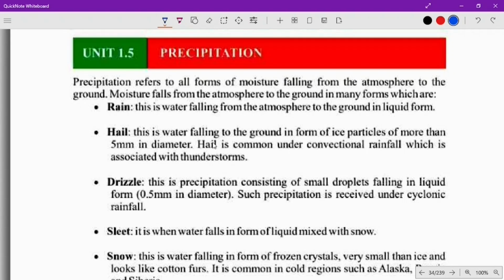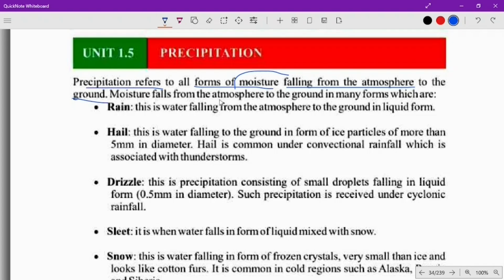Precipitation. What is precipitation? Precipitation refers to all forms of moisture falling from the atmosphere to the ground. Any form in which moisture is falling from the atmosphere to the ground is called precipitation.